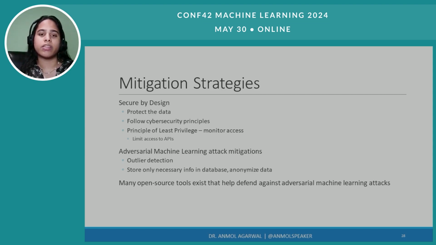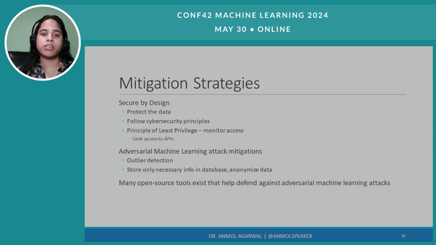So making sure that third parties that are using your machine learning model, or third parties that you're using for machine learning, have only the permissions that they need in order to perform the functions that they need to. They shouldn't have access to outside information that they don't need access to. There are also many adversarial machine learning attack mitigations, and this is an area of open research.